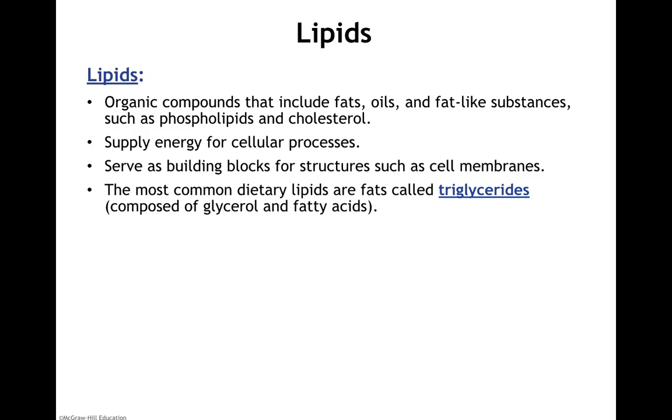Lipids. Lipids are also organic compounds. They include fats, oils, fat-like substances, such as phospholipids and cholesterols. They supply energy for cellular processes when they are converted to glucose or small molecules, but they also serve as building blocks for structures, especially cell membranes. Most common dietary lipids are fats called triglycerides. They are composed of a glycerol molecule with 3 fatty acid tails attached to it.